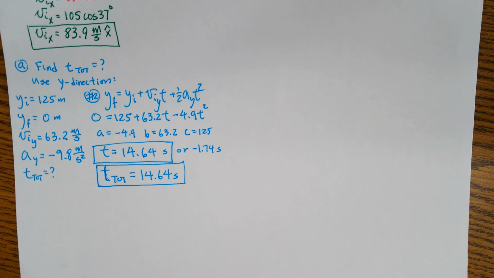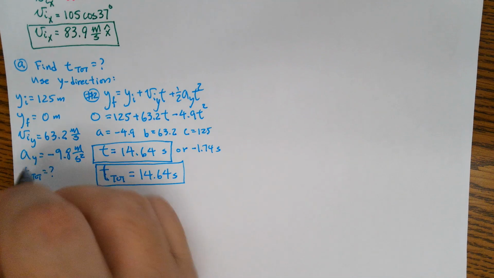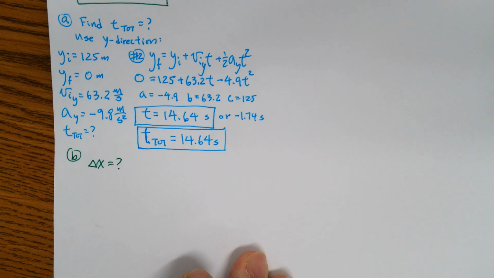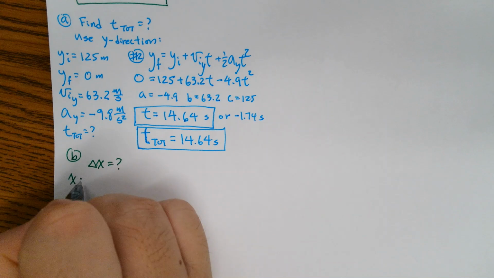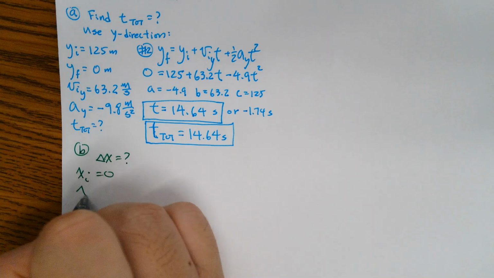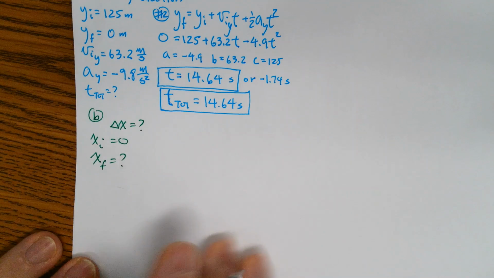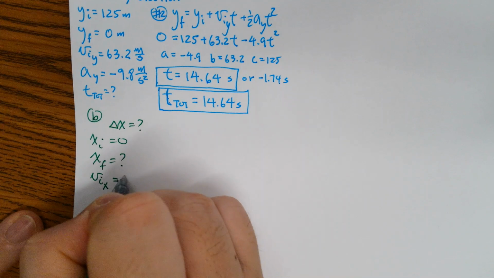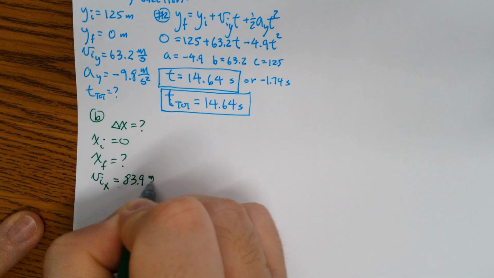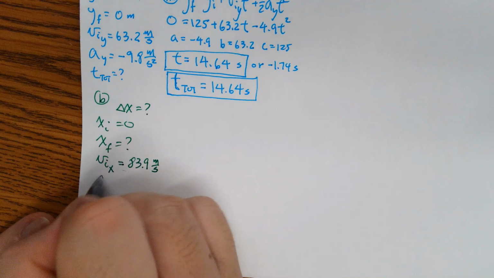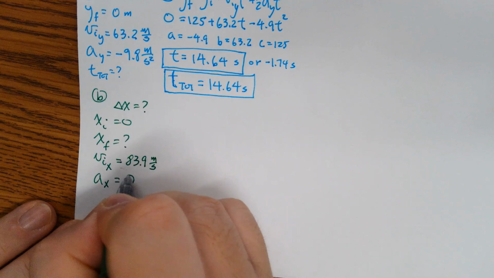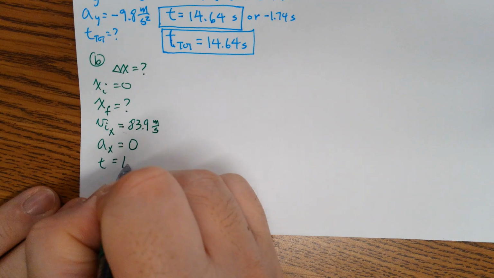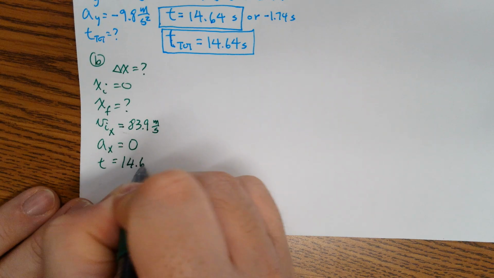What about part B? Determine the range, x. So for part B, they want us to find delta x. So let's list everything we know. x initial, we know it is 0. We're looking for x final, so put a question mark next to it. We know V_ix is equal to 83.9 meters per second. We also know a_x, which is 0. We know time, we just calculated to be 14.64 seconds.